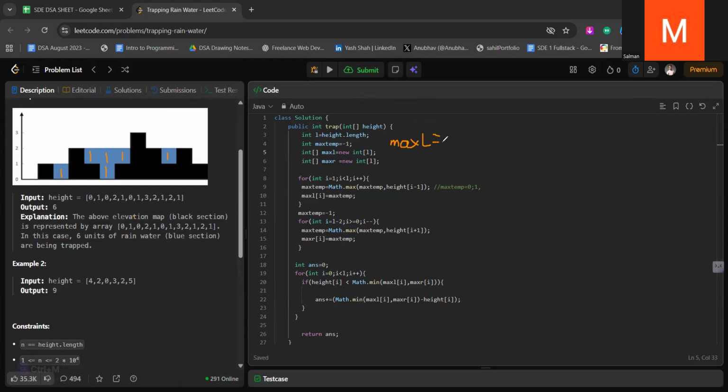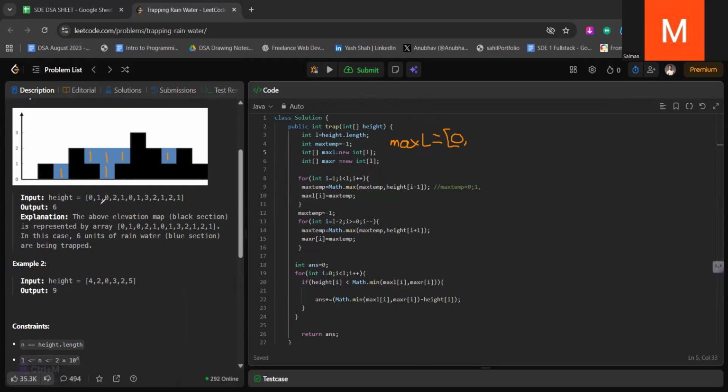So I declared it like this. The motive was to find the boundary of the left side, right? What would be the boundary of this zeroth element? Zero, because simply, what is the element on the left side of the zeroth which is greater than zero? No, nothing is there, so it is zero, right? And then i plus plus.